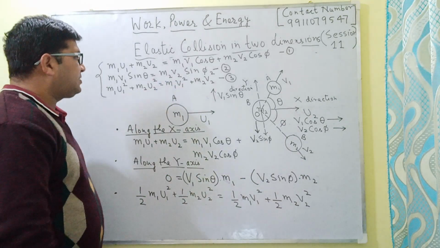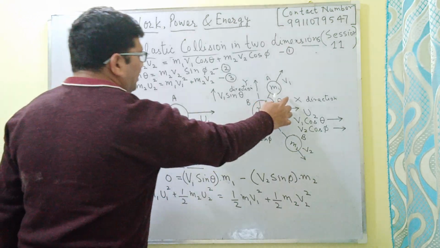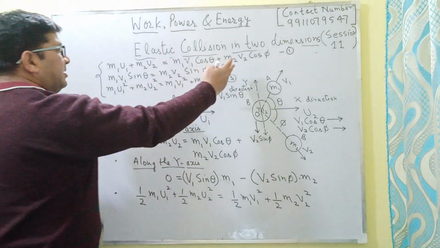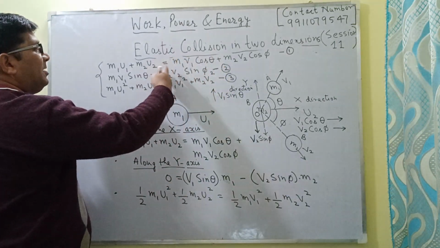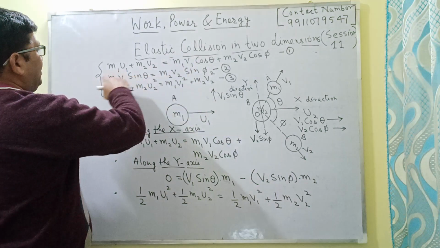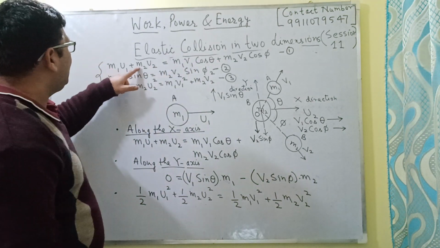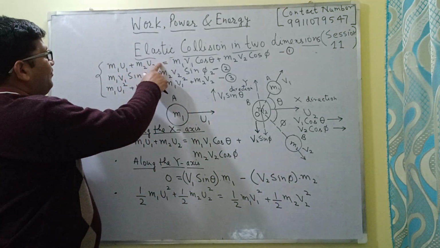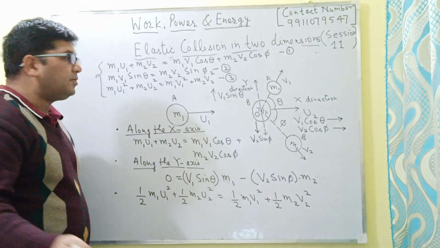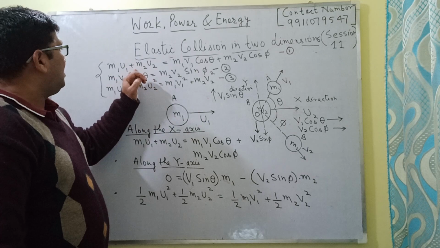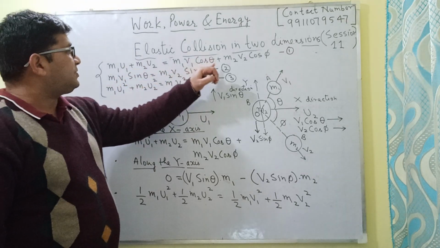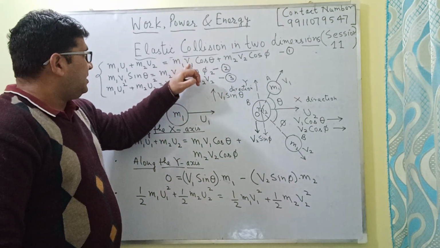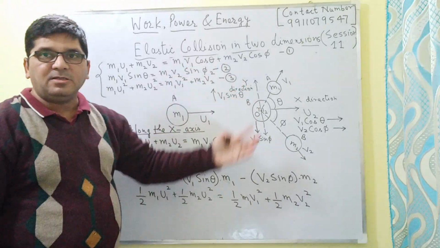So by using these three relations, if theta and phi are known to us, we can calculate the other parameters. The mass of the bodies is normally known to us. The initial velocity of these two bodies is also known to us. So if these things are known to us, and if cos theta and cos phi are also known to us, then definitely we will be able to calculate the velocity of those objects after the collision.